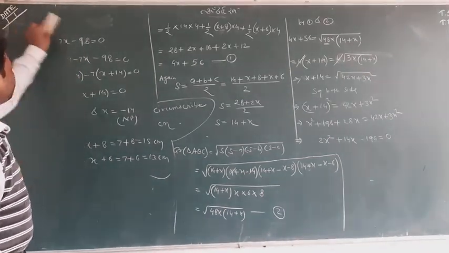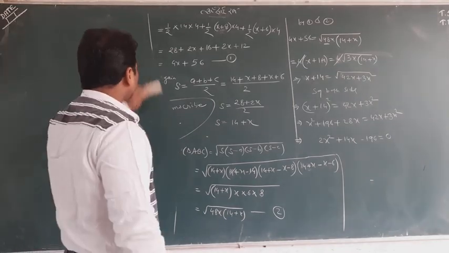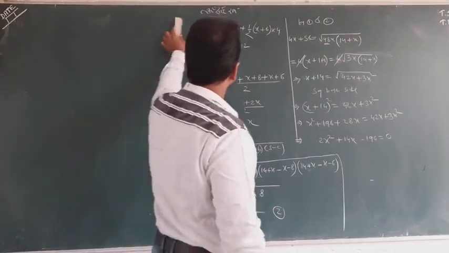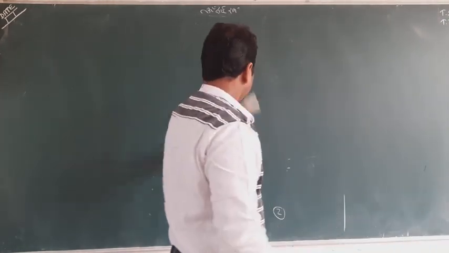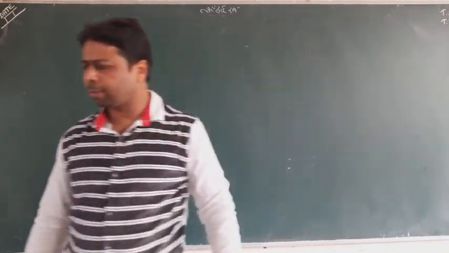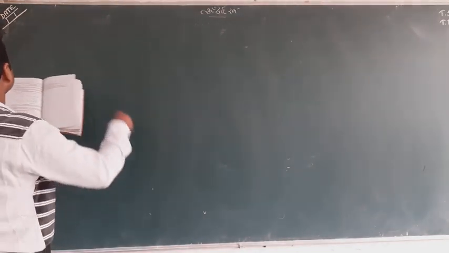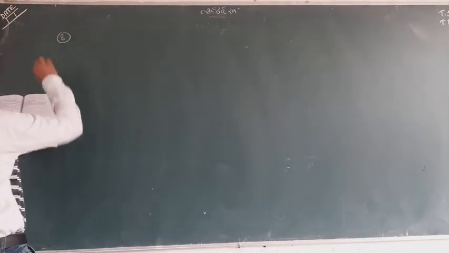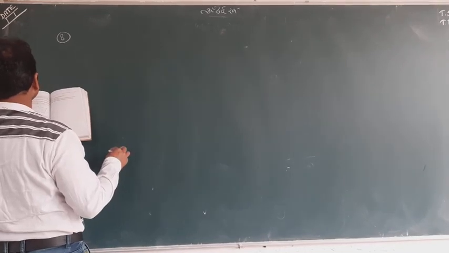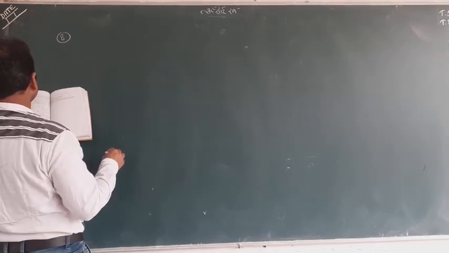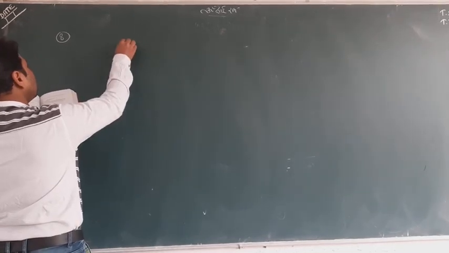Okay. Now we take some more questions of the exercise. Two important questions I have discussed today. Now let me take some more questions from the exercise. I am taking question number 8. What does question 8 say? A quadrilateral ABCD is drawn to circumscribe a circle. Prove that AB plus CD equal to AD plus BC. You can see the picture also.